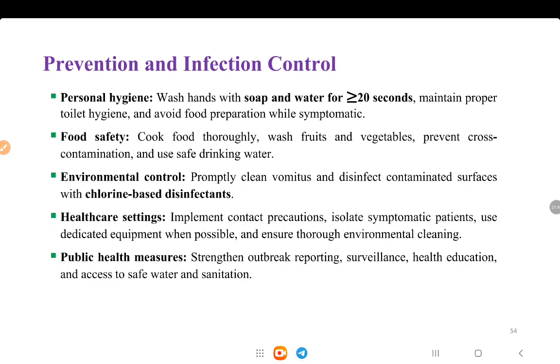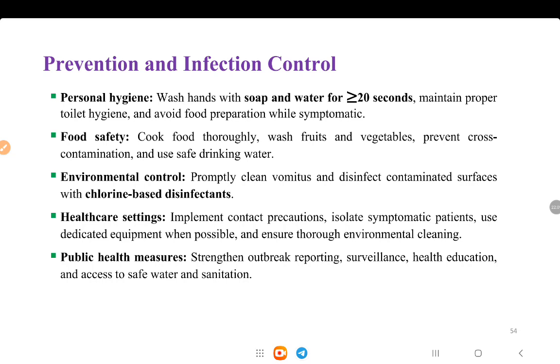maintaining proper toilet hygiene, and avoiding food preparation while symptomatic, meaning food handlers should not work while they have symptoms. Food safety involves cooking food thoroughly, washing fruits and vegetables to prevent cross contamination, and using safe drinking water.